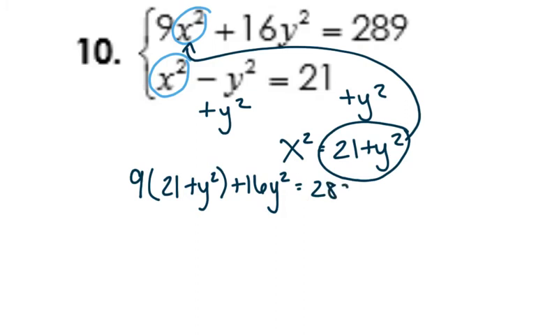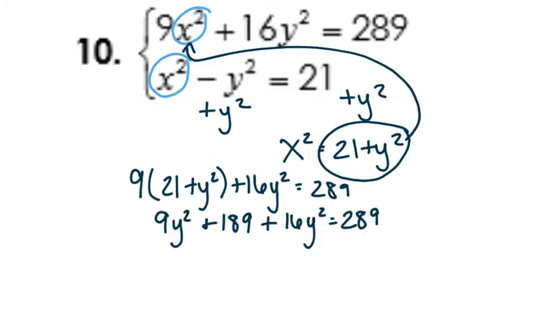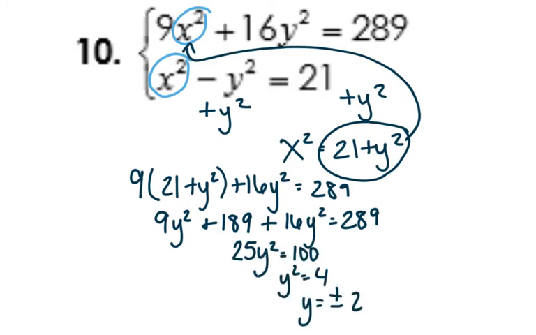Okay, so go ahead and pause the video and simplify it. And go ahead and keep going. See if you can get y by itself. Alright, so I got that y equals positive and negative 2. So I'm now going to take those values and I'm going to plug it back in to either the first or the second equation. I'm going to do the second one because it looks a little easier. You plug them back in and see what you get.